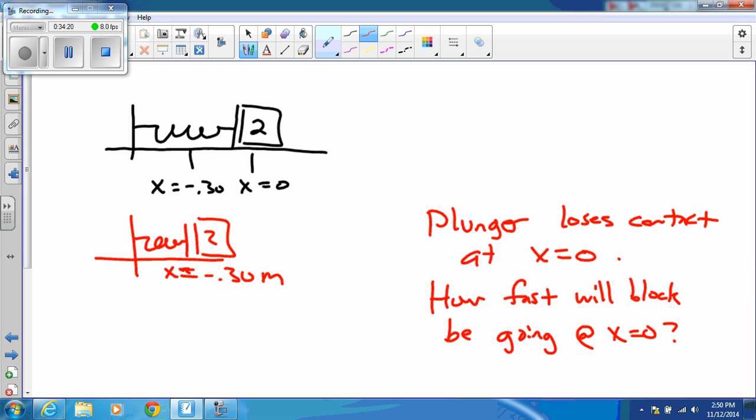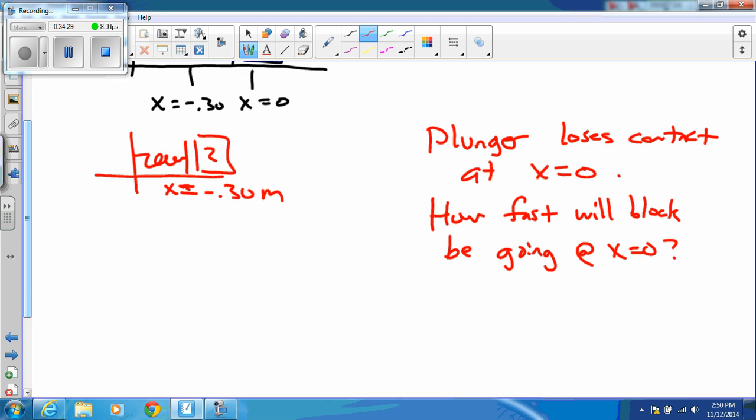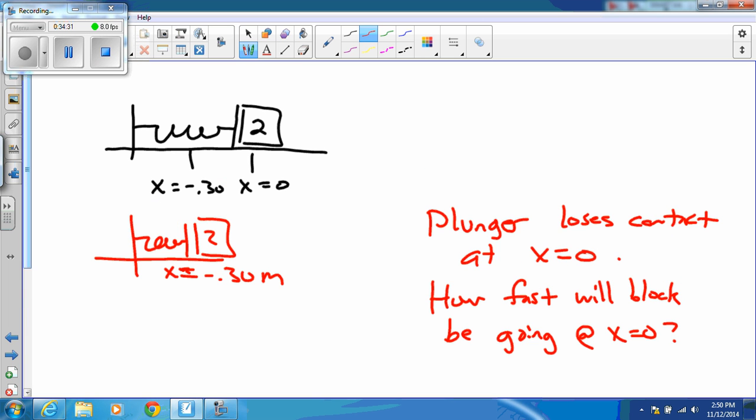Okay, so that is the setup. Now we are going to use conservation of energy. What's the spring constant? Oh yeah, we need a spring constant. Very good point. Let's make one up. Let's say that little k, the spring constant, is 100 newtons per meter.